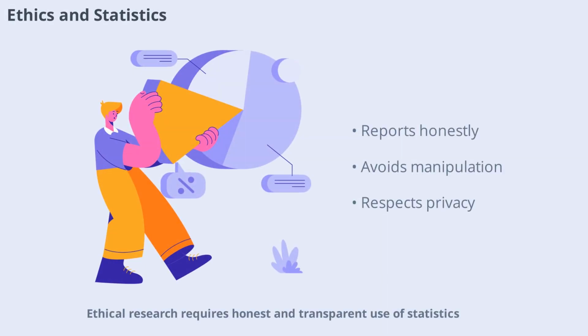Ethical research requires honest and transparent use of statistics. Researchers must report their methods and results accurately, avoid manipulating data, and respect privacy. Good statistical practice is essential for maintaining public trust in science.